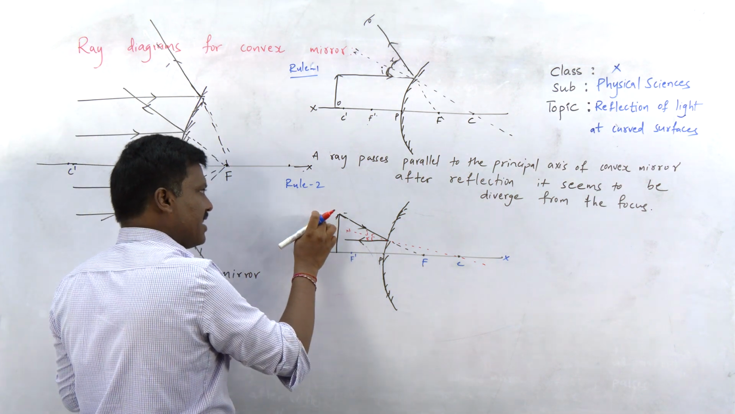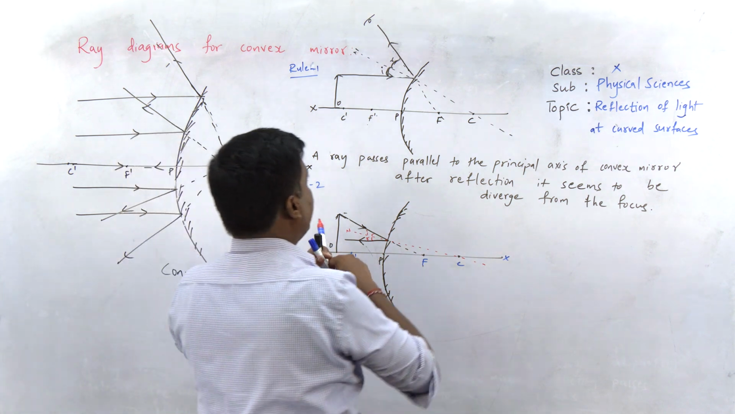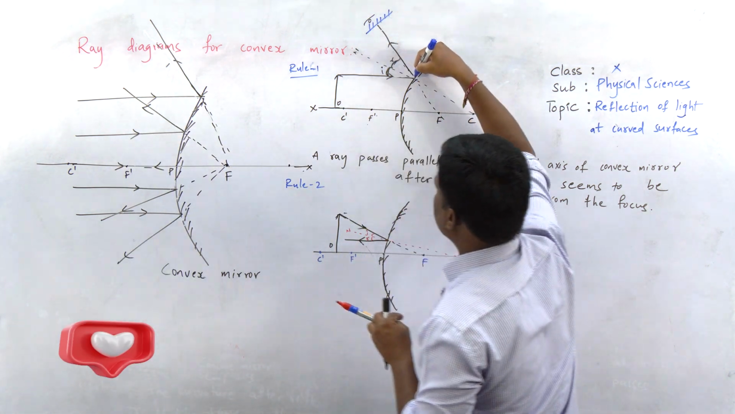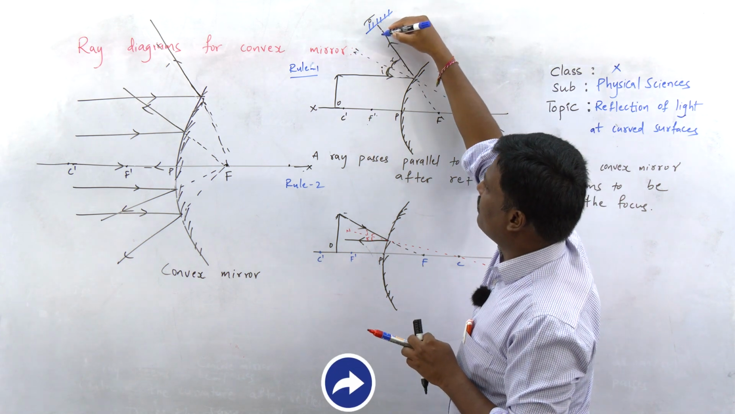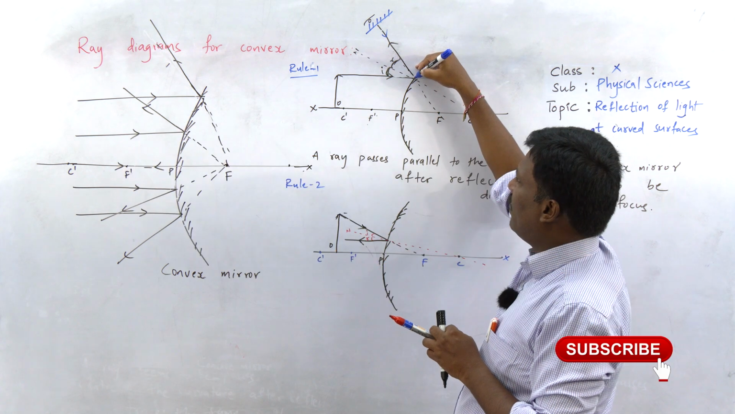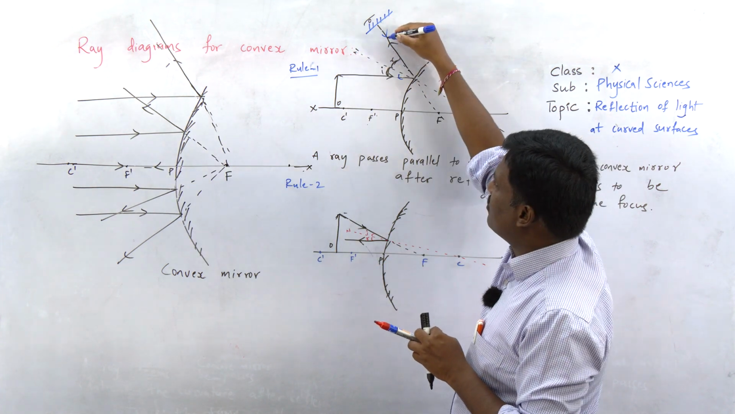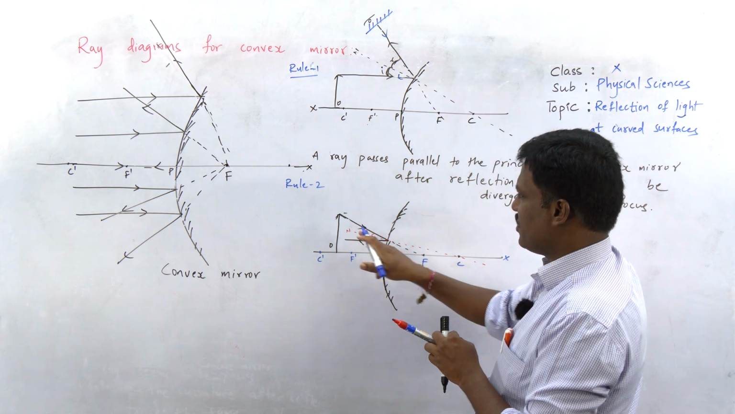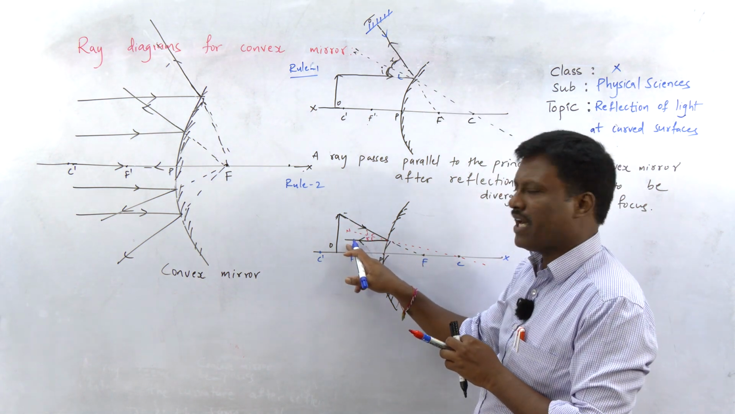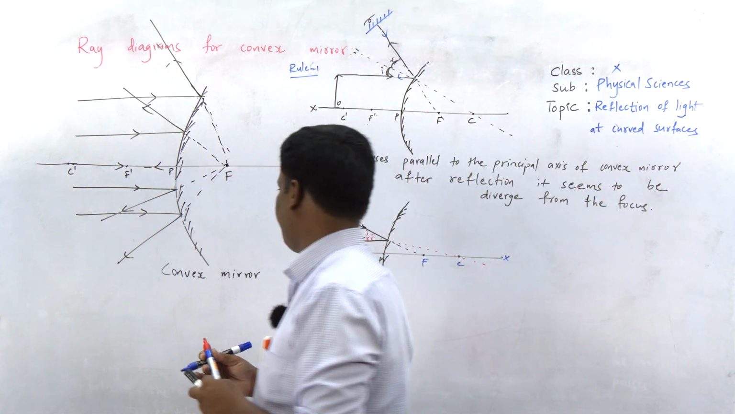This rule number 2 is exactly the opposite scenario of rule number 1. Just imagine we placed a mirror perpendicular to this reflected ray. Then what happens? This reflected ray traces the same path and is incident on the mirror. After reflection, it passes parallel to the principal axis. Actually, it seems to pass through the focus. That is what we have drawn here. The ray seems to pass through the focus. After reflection, it passes parallel to the principal axis. These both are exactly opposite scenarios.